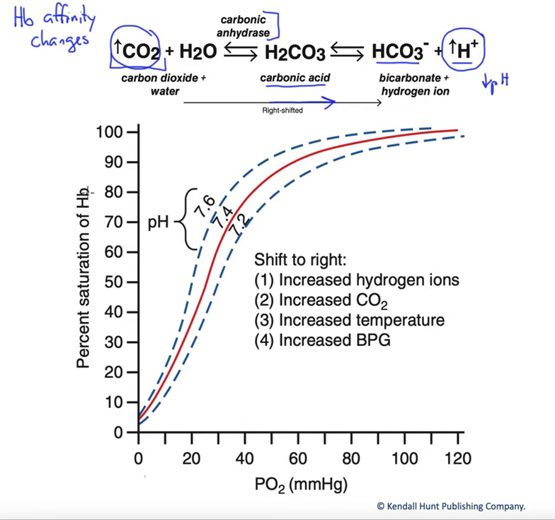If we come down to the bottom here, again, we're going to look at the percent saturation of hemoglobin on our y-axis and the partial pressure of oxygen on our x-axis. At the lungs, we're at a partial pressure of oxygen in the alveolar air of about 100. Well, that generates our near saturation of hemoglobin with oxygen. We then send that blood off to the tissues.